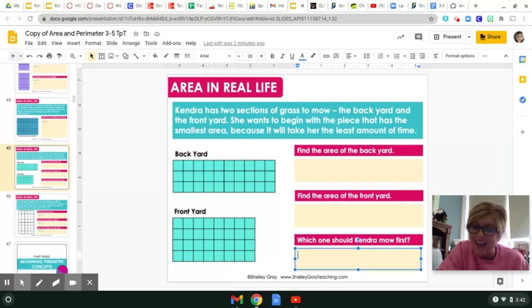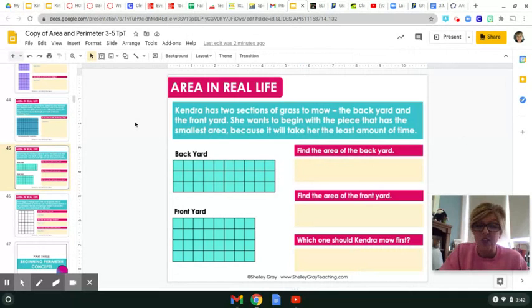So, this problem is about a girl named Kendra, and it says she has two sections of grass to mow, the backyard and the front yard. She wants to begin with the piece that has the smallest area, because it will take her the least amount of time. So we need to decide, should she mow the backyard first or the front yard first? Which one's smaller?